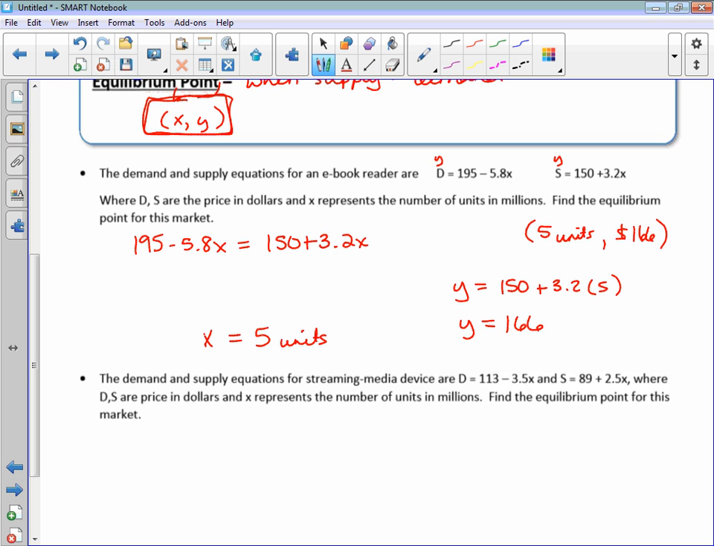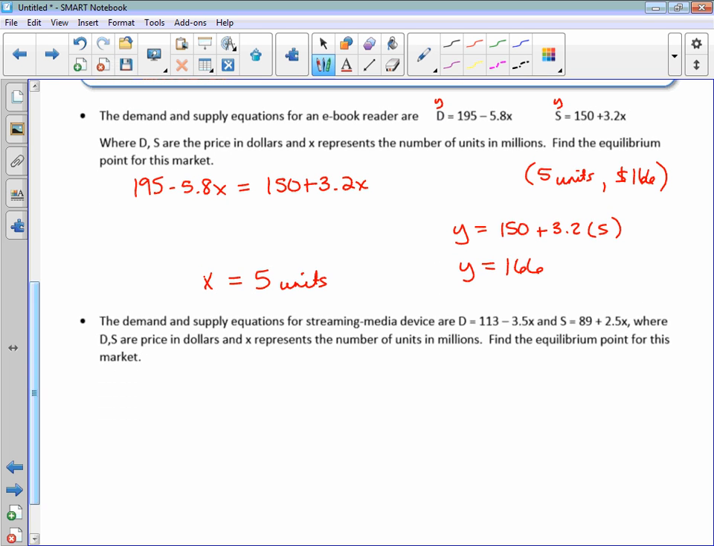All right, so you guys try the next one. The demand and supply equations are given for streaming media devices. See what you come up with for your equilibrium point here.